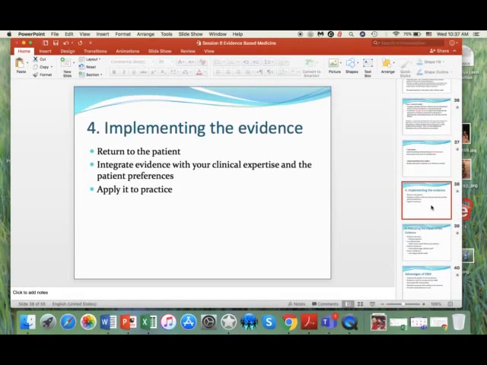Okay, number four, implementing the evidence. And so now we're going to take that evidence, we're going to return to the patient, and we're going to apply that evidence, and we're going to combine that with our clinical expertise as well as the preferences of the patient, and we're going to apply it. I don't have a lot more to say on that, besides that we're just going to take that evidence, combine it with our clinical expertise about the patient, take the patient's preferences, and apply the treatment.